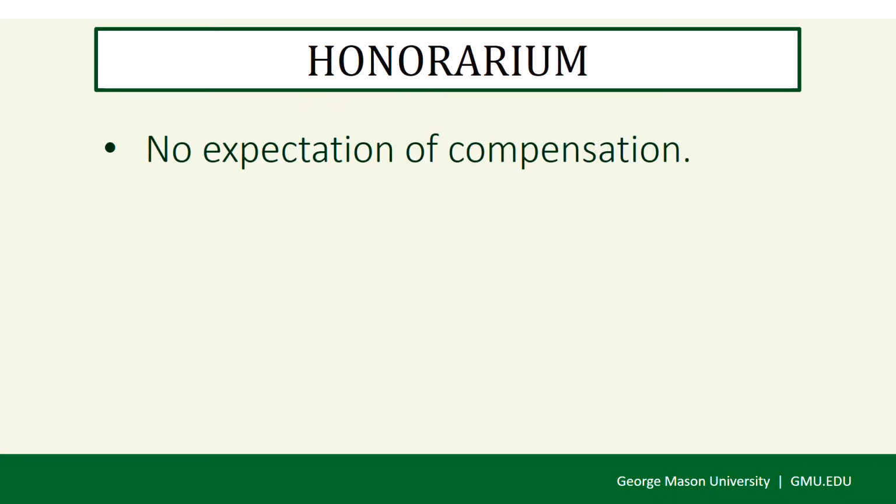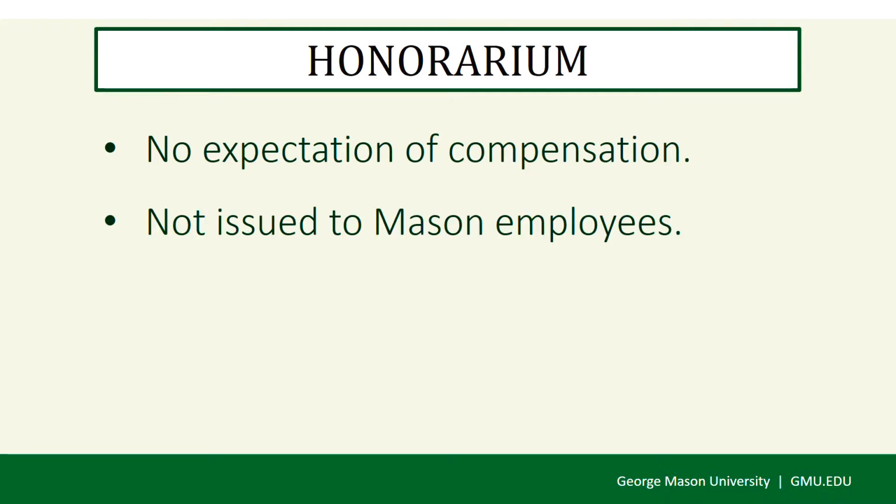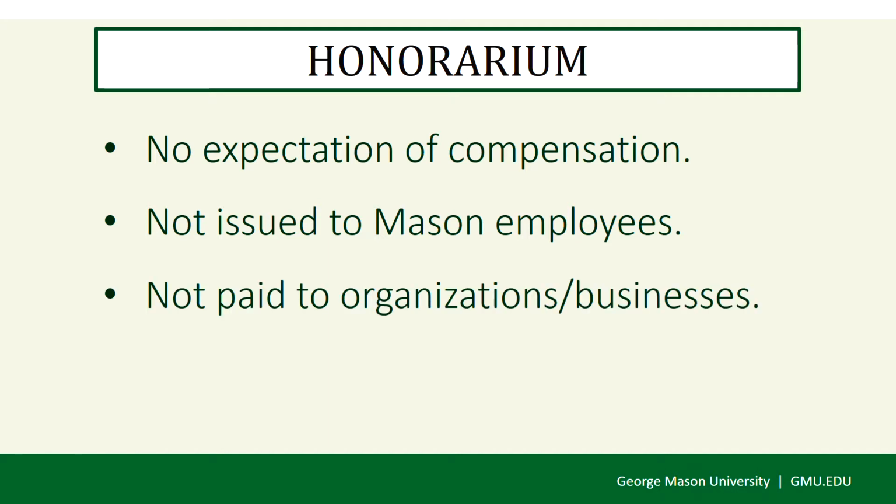First, honorarium recipients cannot expect compensation or charge a fee for their services. Second, they cannot be issued to current or recent Mason employees, and their recipients should be distinguished in their respective fields. Third, they may not be paid to organizations or businesses, only to individuals. Finally, their amount must be under $2,000.